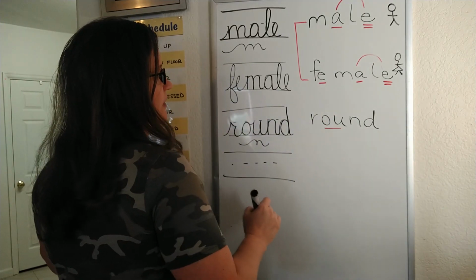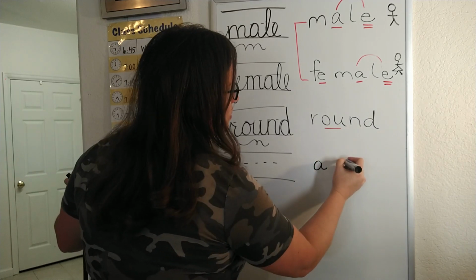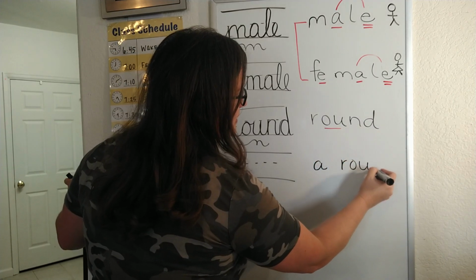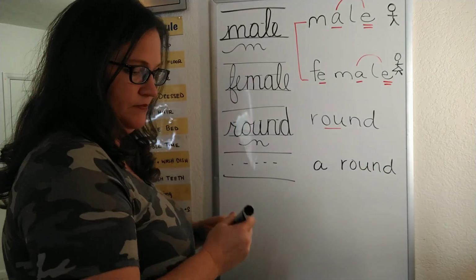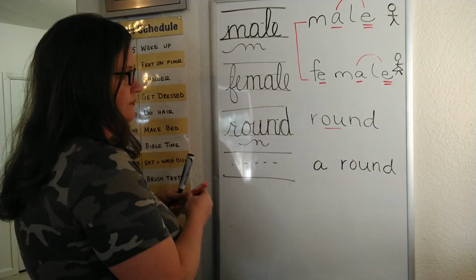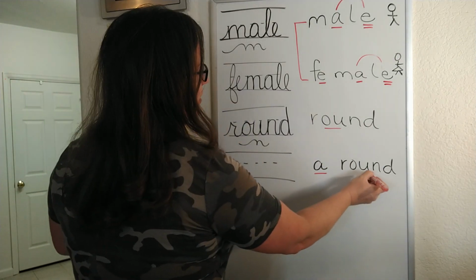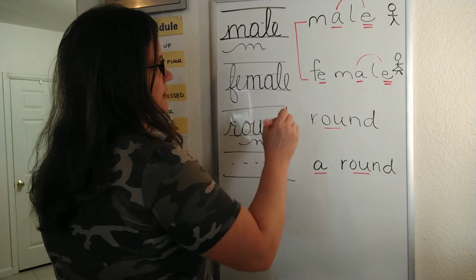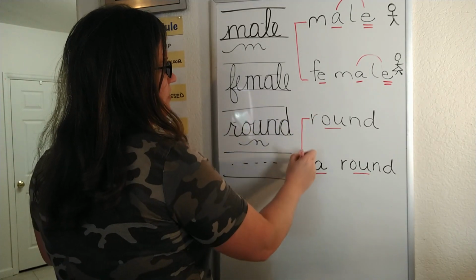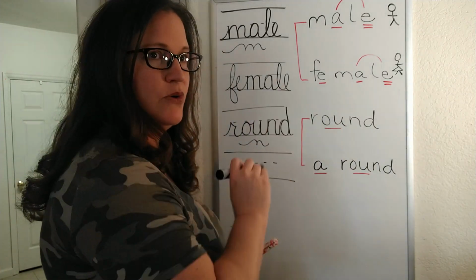Okay, so let's sound it out. A. R. Ow. What markings? Underline ow. Underline A and underline ow. And what else do you see that you need to bracket? Round and around.